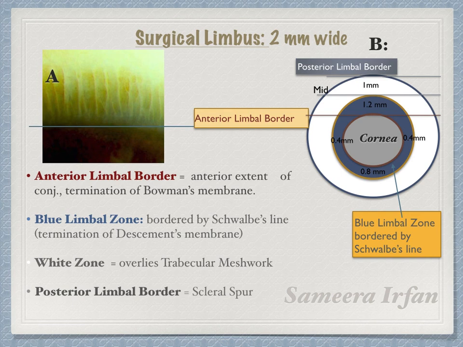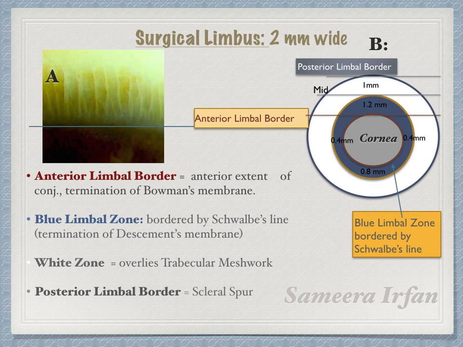This is followed by the blue limbal zone, which is a variable zone in different quadrants due to the variable insertion of conjunctiva into the cornea, as I've already explained. It extends 1.2 millimeters posteriorly, especially in the superior limbus, where Descemet's membrane ends and is marked by Schwalbe's line, which is in fact the ending of Descemet's membrane. And this is the most useful external surgical landmark.